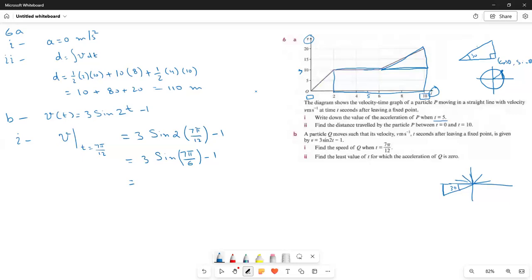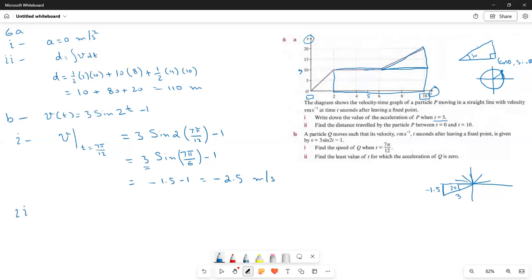Now we are not talking about the unit circle, but the radius, this distance, is 3. So if this is 3, this must be 1.5, half of it, and it is negative. So the answer of this one is minus 1.5 minus 1, so it is minus 2.5 meters per second. Sometimes we don't show the negative sign because we're talking about the magnitude only.